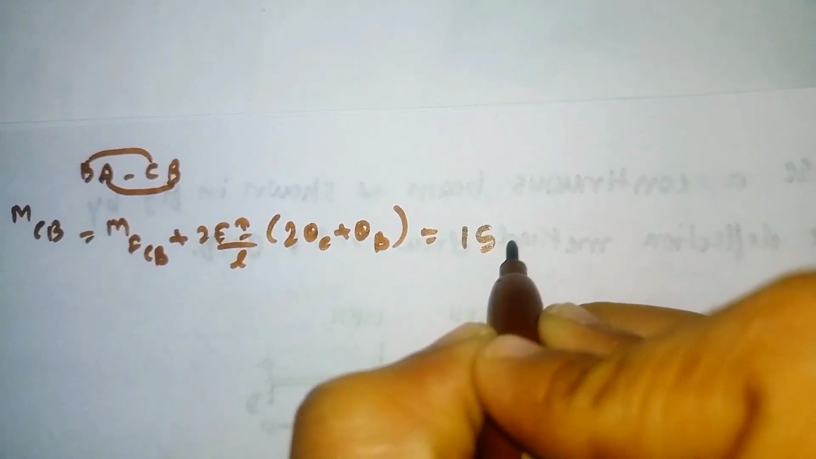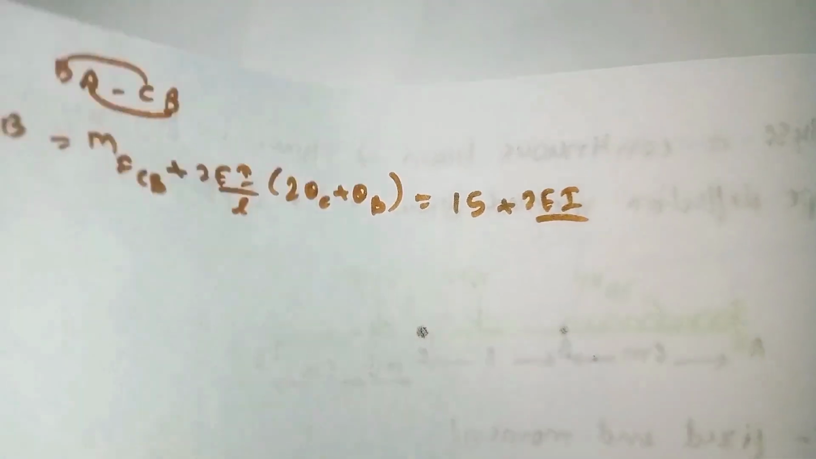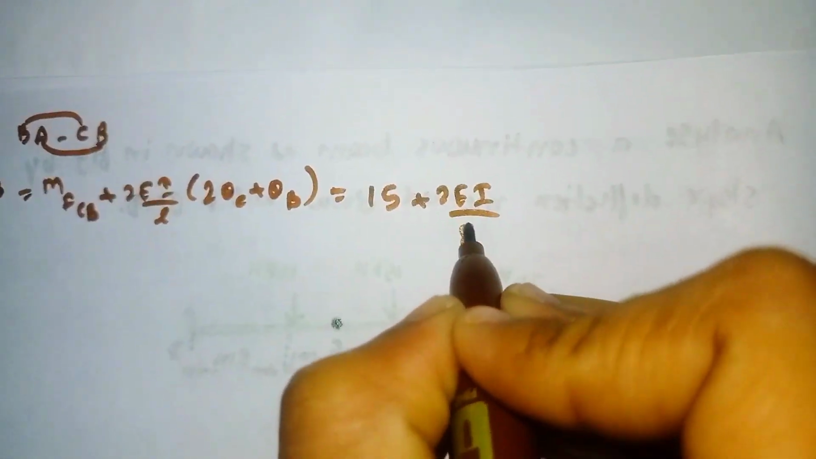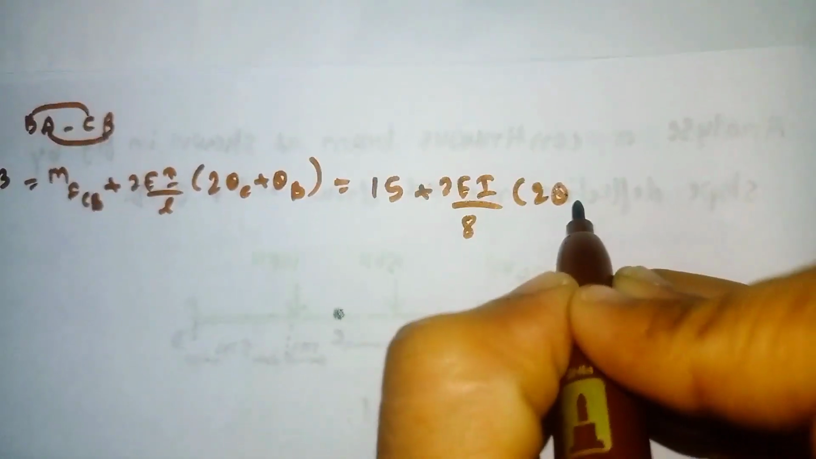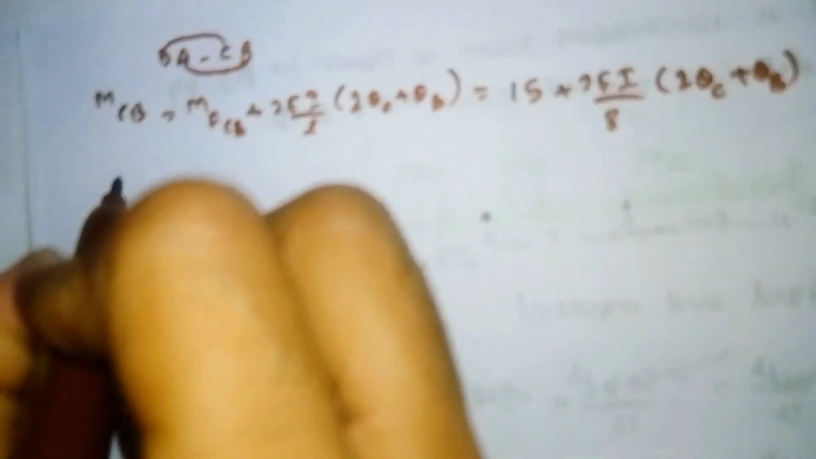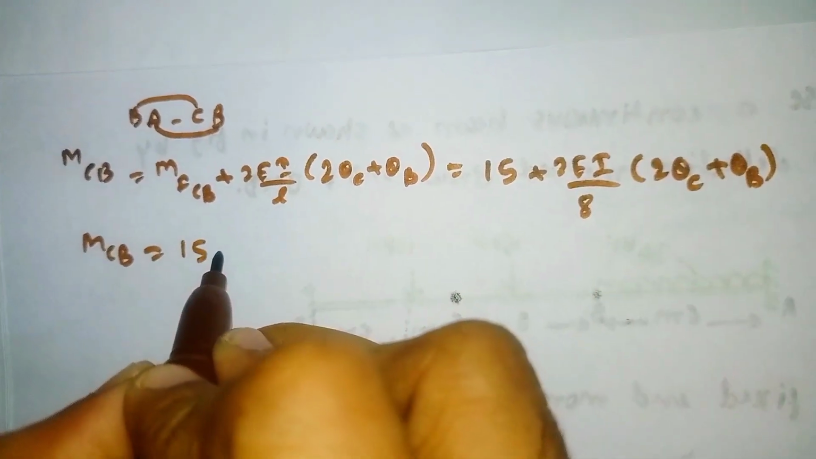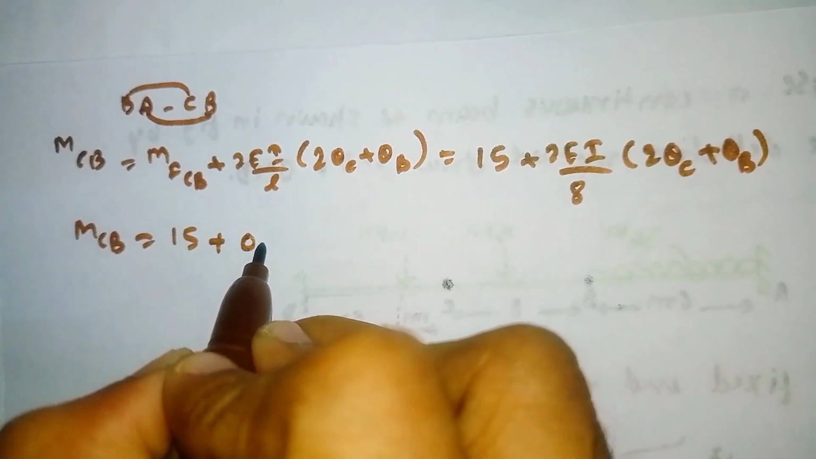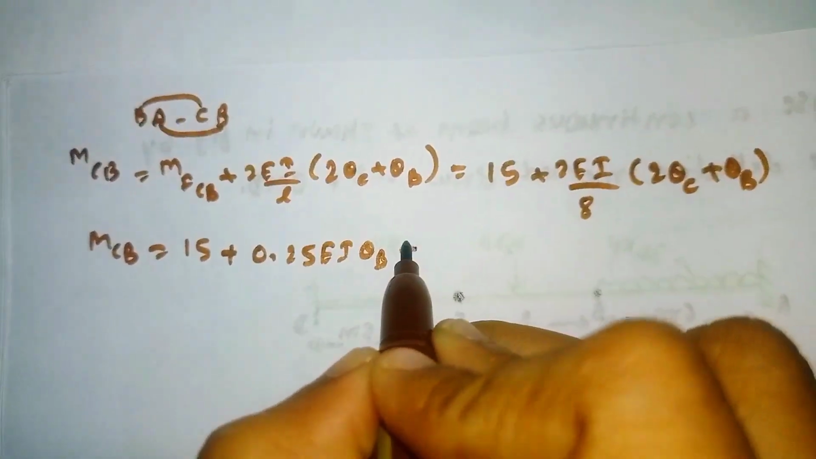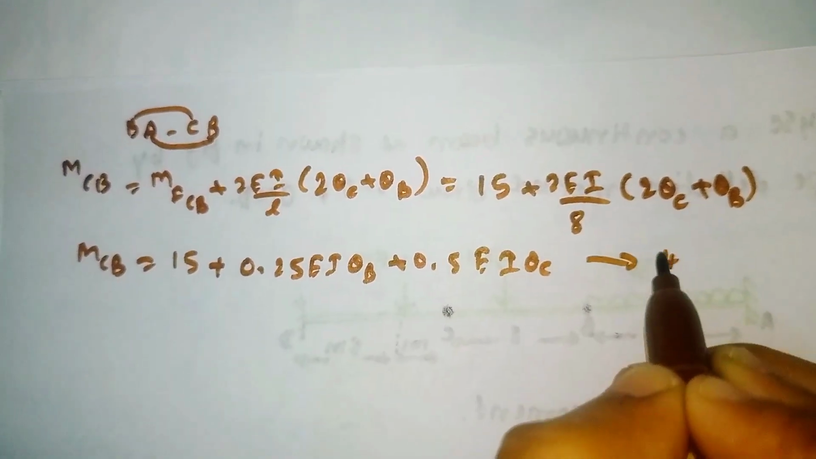MFCB 15 plus 2EI divided by L, and the L value is 8. So 8, 2 into theta C, it has some value, theta B also has some value. So simplify this. Our MCB will come out as 15 plus 0.25 EI theta B plus 0.5 EI theta C. Call it equation number 4.